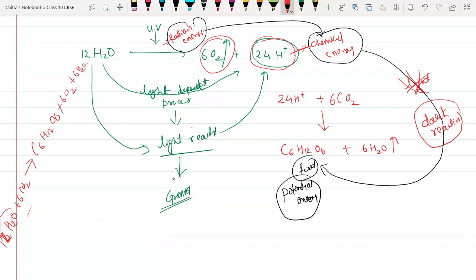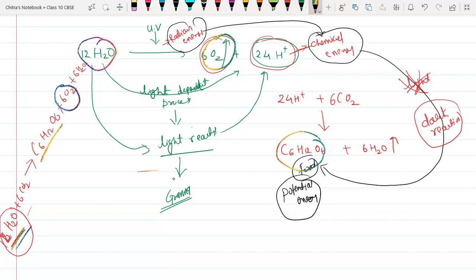So see here, let me use a different color for that. Here we have 12 H2O molecules. Then the oxygen is being released here, so here also oxygen is being released, right? Then glucose is formed. This is our product. Then water is also formed, 6 molecules, so here is the water. Carbon dioxide is required, 6 CO2. All this, whatever parts I have circled with multiple colors of ink, are nothing but the reactants and products of the reaction.